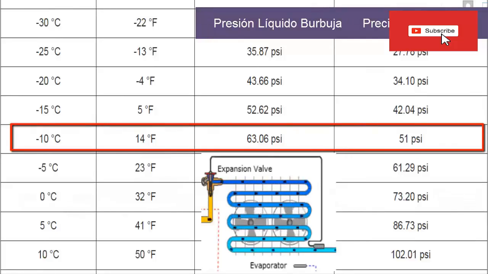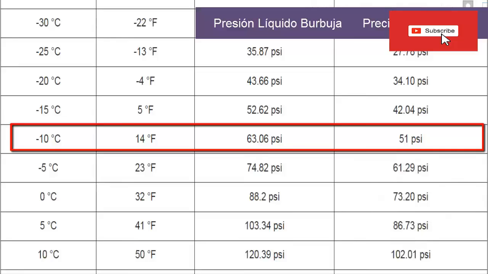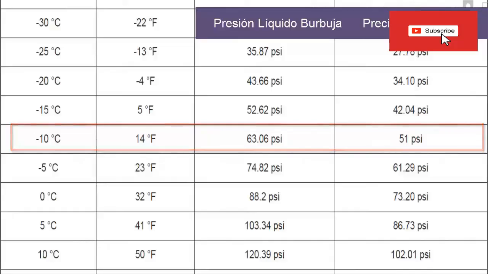Thus, for example, to achieve a temperature at the inlet of the evaporator of minus 10 degrees C, an absolute pressure of 63.6 psi must be kept in low. On the other hand, if you require the same minus 10 degrees at the evaporator outlet, then you must work with an absolute low pressure of 51 psi. Remember to find the low pressure you should read on your manometer, subtract from these values the atmospheric pressure of the place where the equipment is located. For quick calculations you can take 14.7 psi.